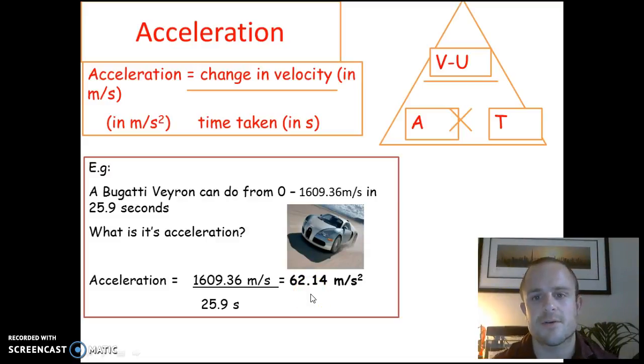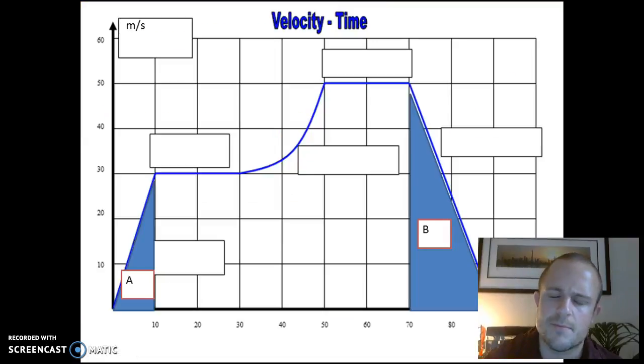However, if we were decelerating, the numbers could be the other way around. So 0 might be our final speed, and this 1,609 meters per second could be our starting speed. That would actually give us a negative number, which is fine. The negative basically represents that an item is slowing down, and if it's positive, then it means it's speeding up.